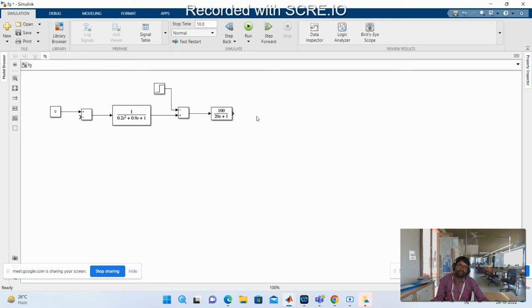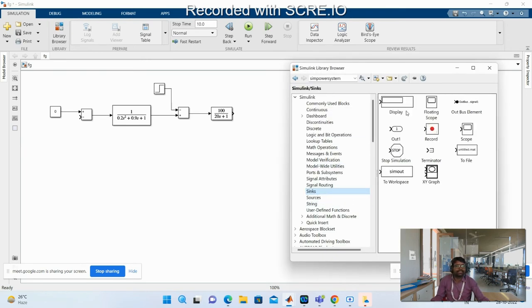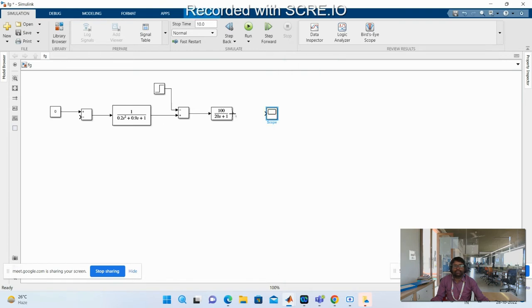What is the outcome of this power system block? What are we getting here? It is delta F, right? And you want to visualize the delta F dynamic response, how delta F is varying with respect to time. So for that you have to connect the scope. Select the scope and drag and drop here. The scope is used to observe the output, to see the dynamic response of your frequency deviation.